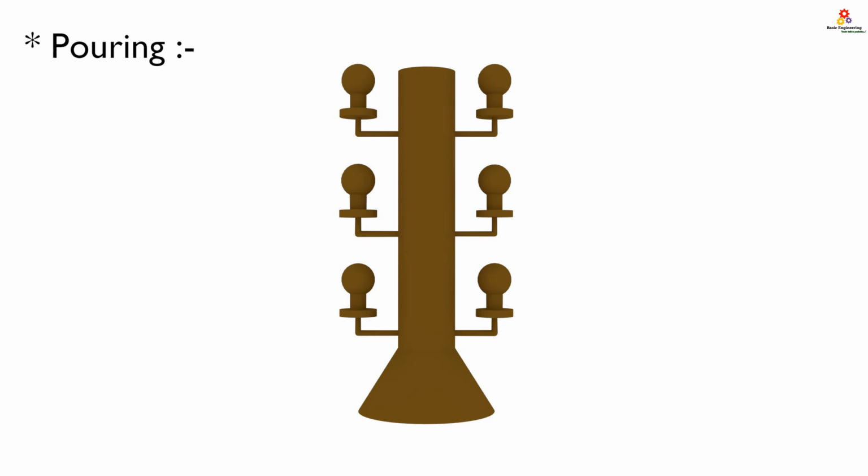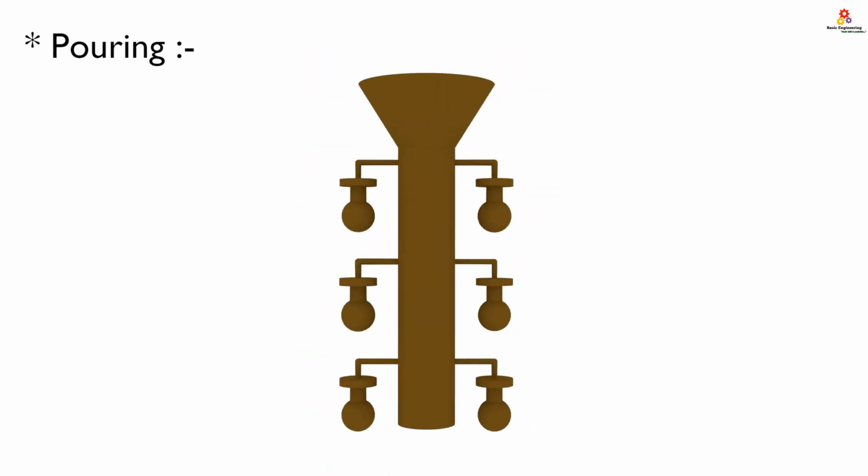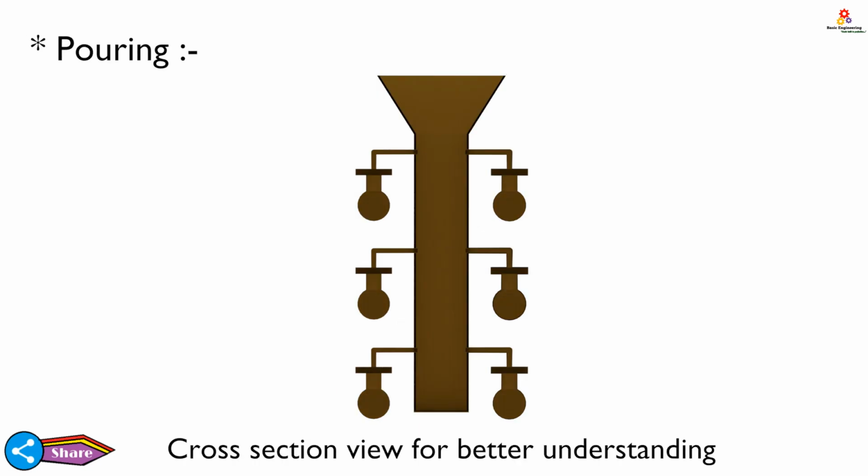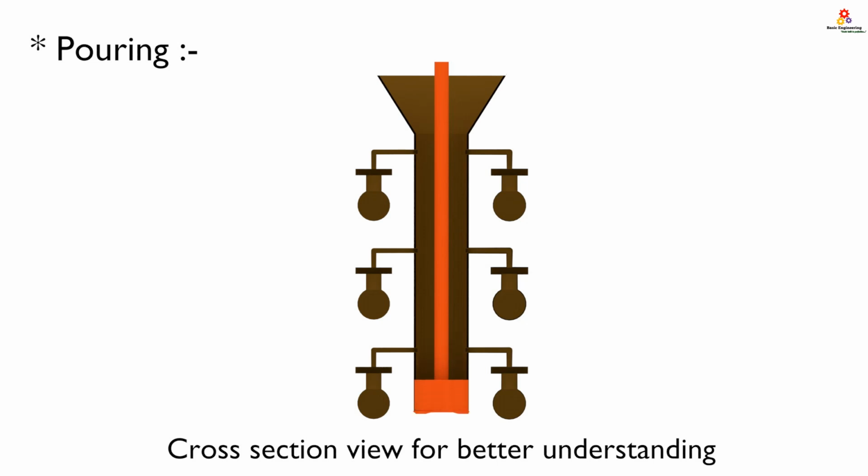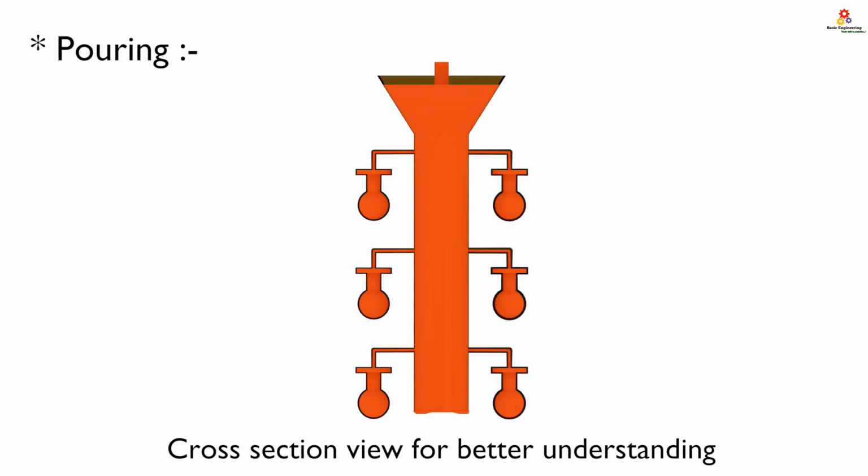The next step is pouring. Obviously, in this step, we will pour the molten metal inside the mold cavity. But here is one good point to remember. We should pour the molten metal when the mold cavity is hot. Why is it so? Because the hot mold cavity always helps the molten metal flow properly into every corner of our cavity.